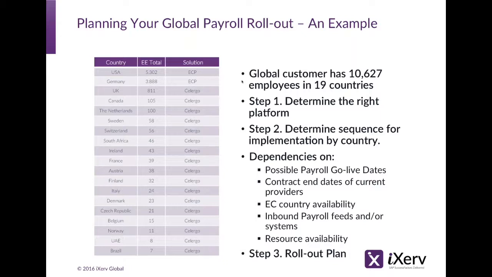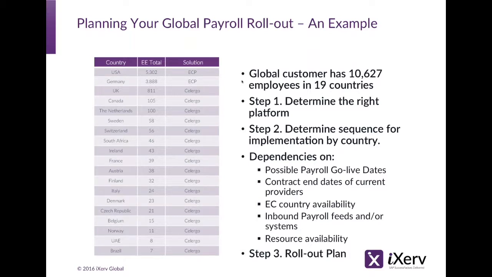The next step is then determining the sequence. Now, the sequence is a little bit more difficult. It depends, of course, on a couple of dependencies that we can have. First of all, payroll go live dates, always a big struggle. Every country has different needs or different ways that they have to go live. Ideally, you go live at the beginning of the year, but for smaller payrolls that's not so much of an issue. But you still have only certain dates during the year you can go live.